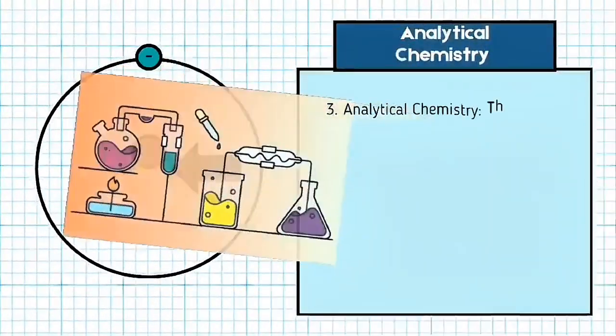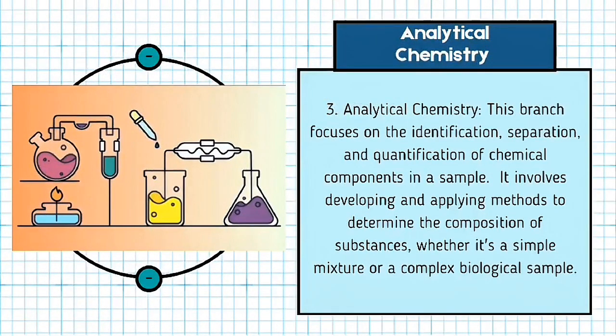Next, we have analytical chemistry. This branch focuses on the identification, separation, and quantification of chemical components in a sample. It involves developing and applying methods to determine the composition of a substance, whether it's a simple mixture or a complex biological sample.